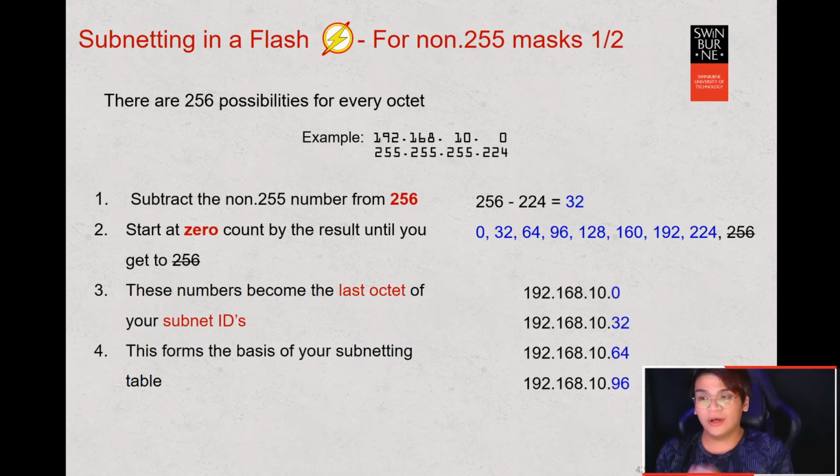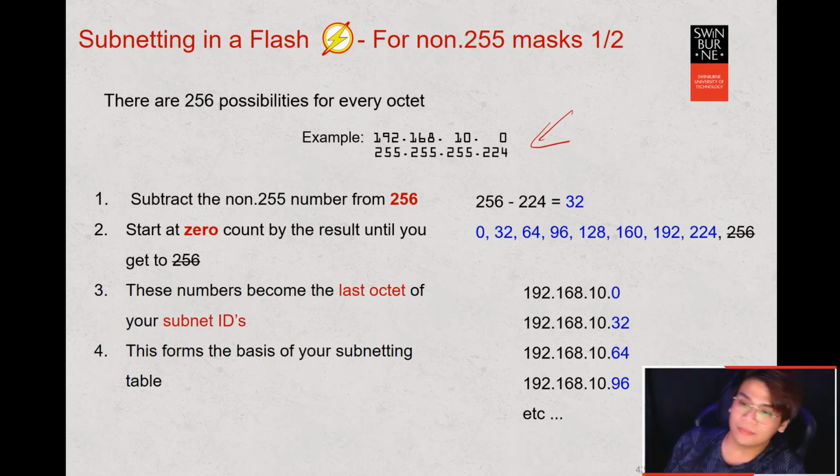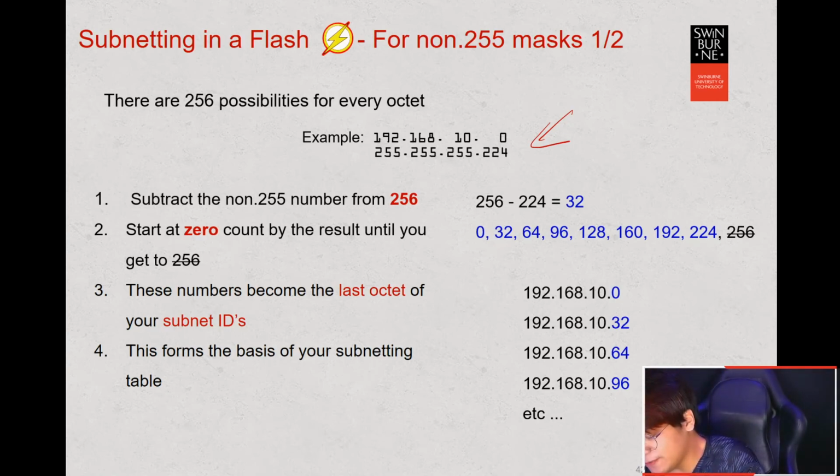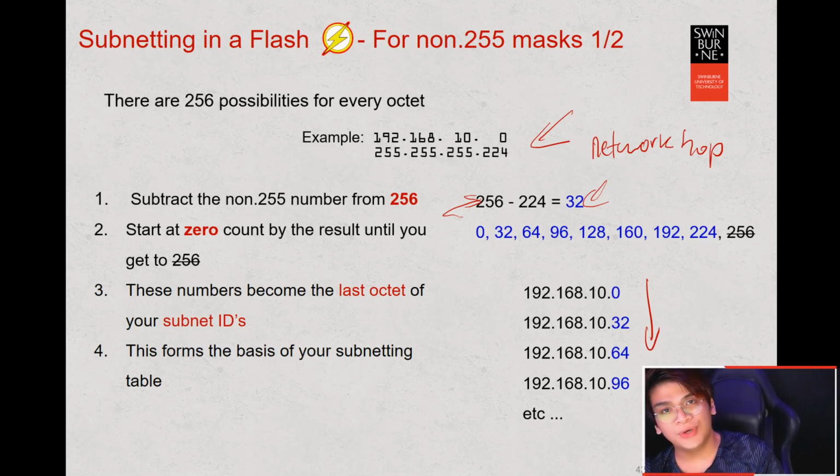You subtract the non-255 from 256. For example, in a 224 subnet mask, if the ending is 224, you subtract 224 from 256 and then you get 32. This is your network hop, so it hops by 32. So your subnets go by .0, .32, .64, .96, .128, .160 and so on. Okay?